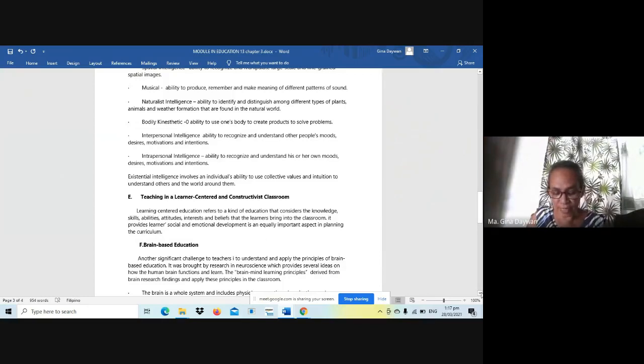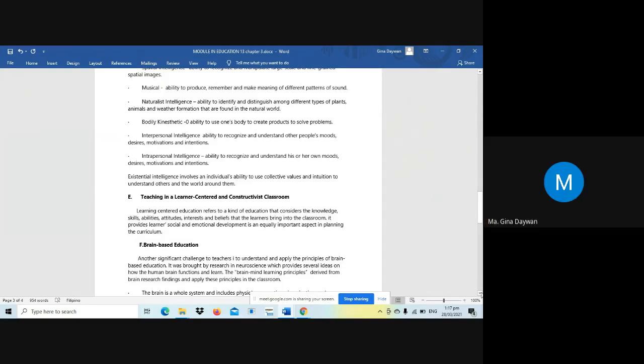Humans are viewed as goal-directed agents who actively seek knowledge and information. So this believes that learners come to formal education with a range of prior knowledge, skills, beliefs, and concepts that significantly influence what they notice about the environment and how they reorganize and interpret it. Right. So in a learner-centered education, this provides learners with social and emotional development, which is an equally important aspect in planning the curriculum.